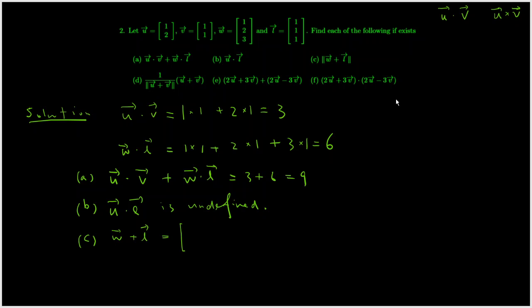I believe the first component is 2. The second component is 3. The third component is coming from 3 plus 1, so you have 4, right? So that's how we compute the sum of the two vectors. The operation is called a vector addition. And then for the question, remember the meaning of the notation, we are looking for the length of W plus L.